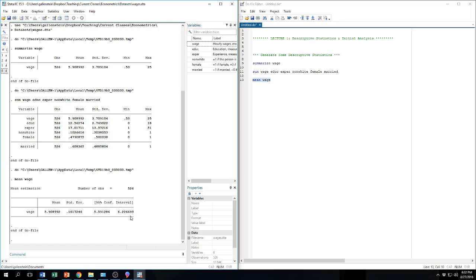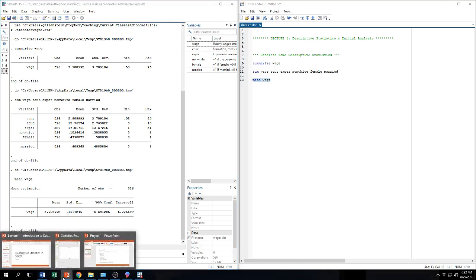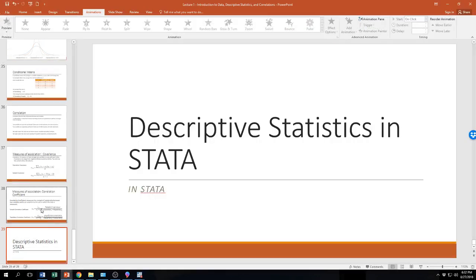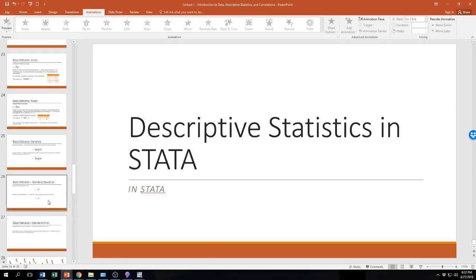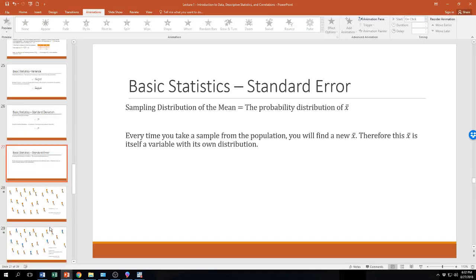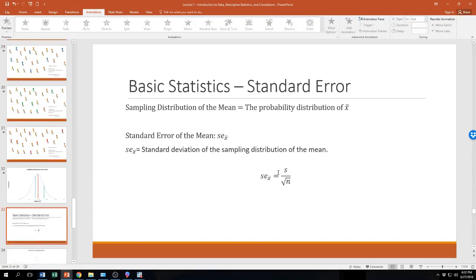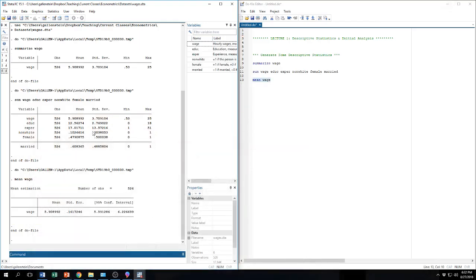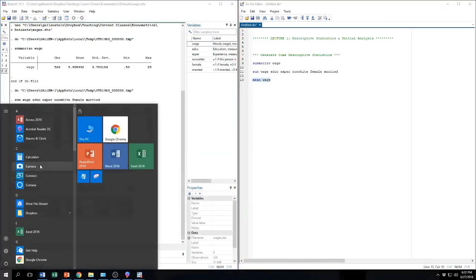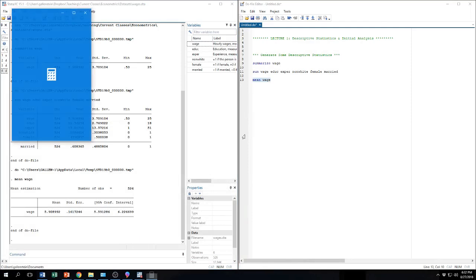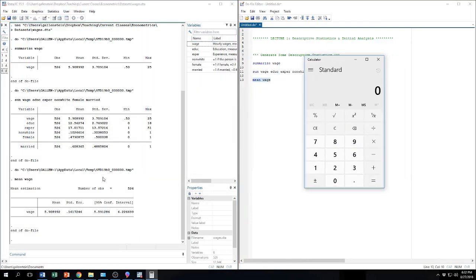Okay. Now I kind of want to demonstrate to you, kind of prove to you that this standard error follows the equation that we looked at. So let's go back for a second. Let's look at that standard error formula. Here we are. The standard error. Okay, this is going to be very important. The standard error is the standard deviation divided by the square root of your population. Well, let's just confirm that. Let's pull up a calculator. There it is. Let's just confirm this for ourselves.